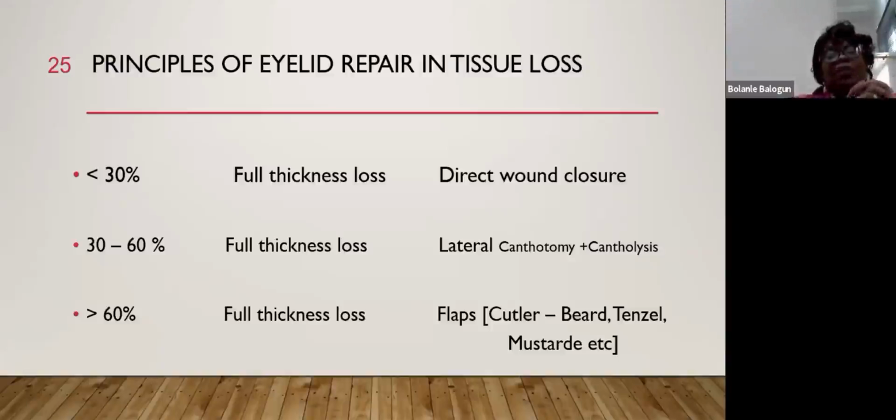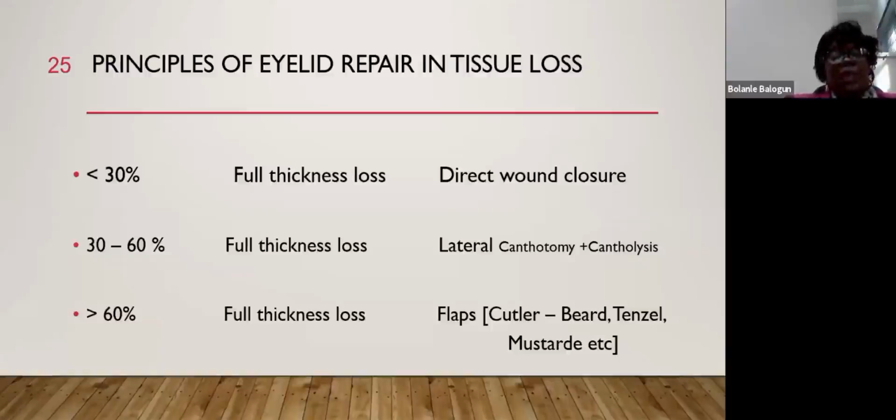However, if you have tissue loss of 30 to 60%, you will suture the wound, but before you do that, you have to do a lateral canthotomy and cantholysis. This helps to mobilize the eyelid so that your primary wound will close comfortably without tension, because tension on that wound can mean the eyelid pressing on the eyeball. That can raise the intraocular pressure, and you don't want that. Too much tension and the wound can break down, and you can have so much fibrosis and scarring later on.